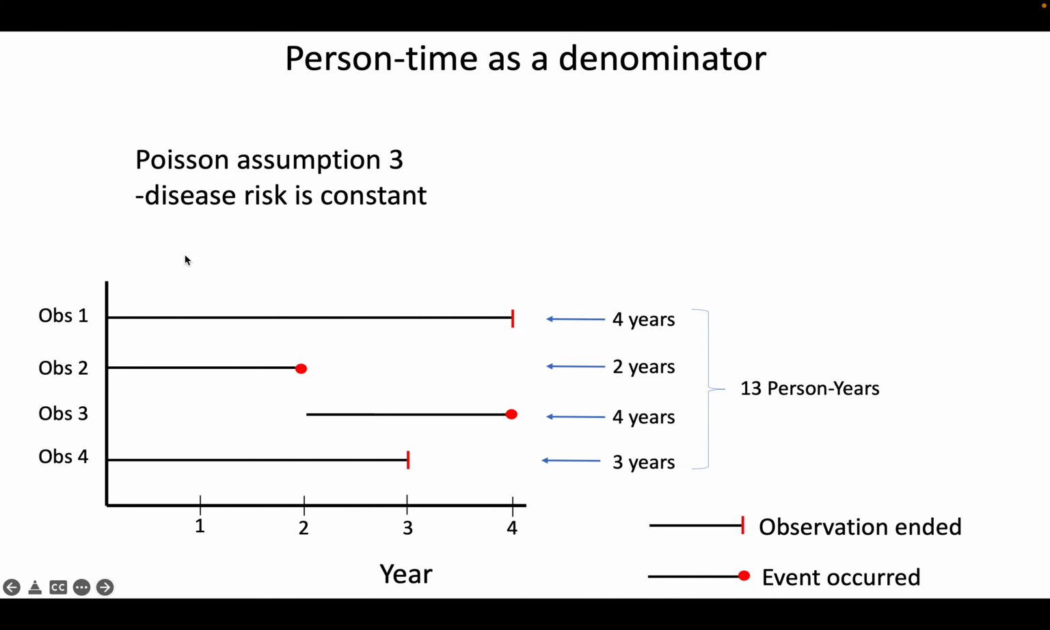Another is that disease risk is constant over time. If it wasn't, say all of a sudden the risk was higher here, this person's 2 years of contribution wouldn't be equal to this person's 2 years of person time contribution. So in order for this to work, we also need to assume that the risk of the event is constant over time.